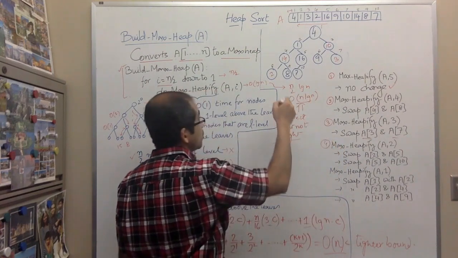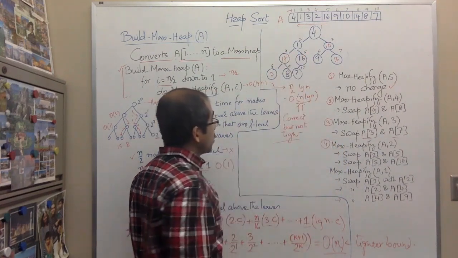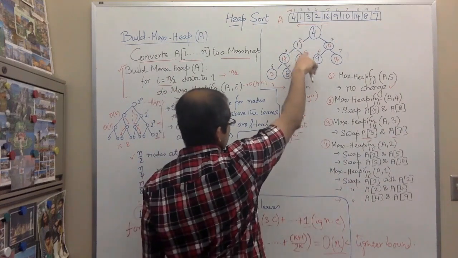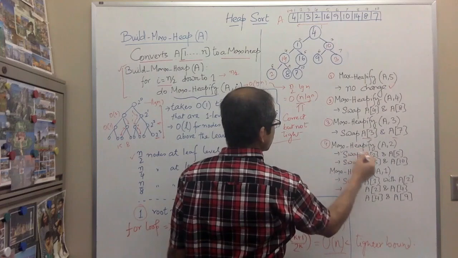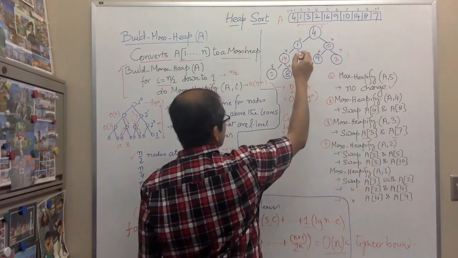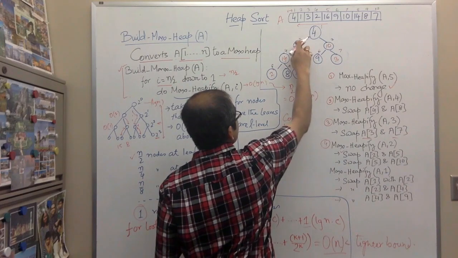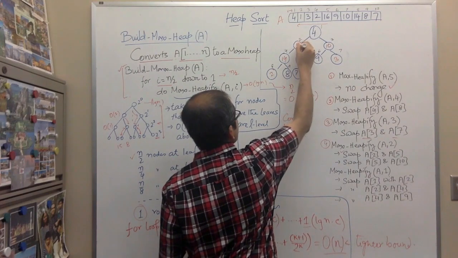And what we do, we check among these two which one is highest. We see that 16 is highest. Okay, so we swap A2 with A5. You see, swap A2 with A5. So this one becomes 16, and this one becomes 1.